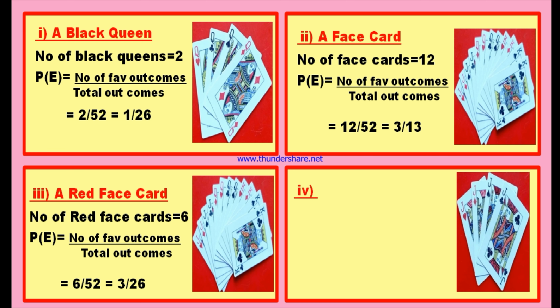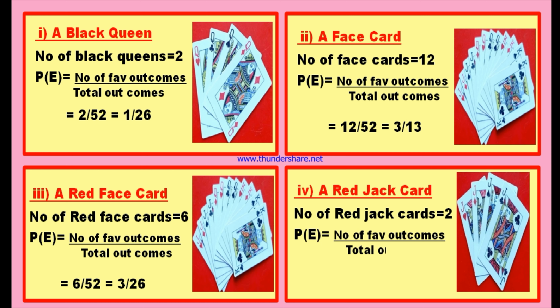And the fourth bit. Find the probability to get a red jack card. How many jacks are there? 4. Out of 4, 2 are in black color and 2 are in red color. Therefore, the number of red jack cards is equal to 2. And the probability of an event is the number of favorable outcomes by the total number of outcomes. Therefore, this is 2 by 52. And by simplification, you will get 1 by 26.